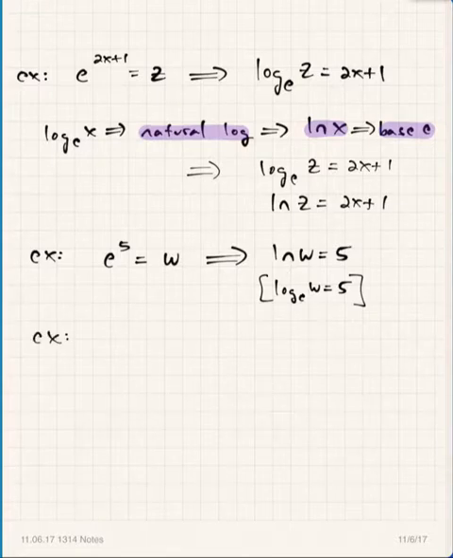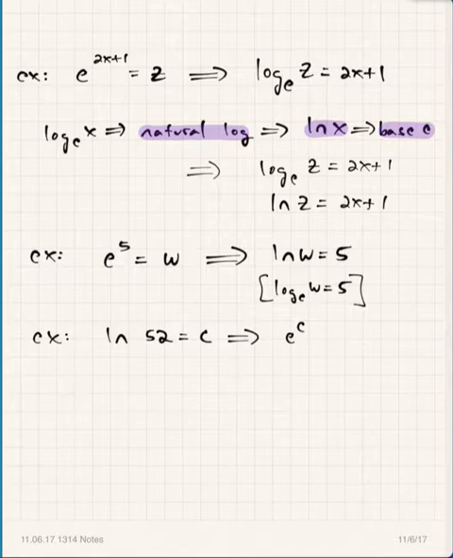All right, and if you go backwards, let's say we have the natural log of 52 equals c, that's our logarithm. Then the exponential form for that, since it's ln, the base on the logarithm is e, and so the base on the exponential expression is e. Remember, the logarithm is always equal to the exponent, so c is the exponent. And so you have e to the c is equal to 52 as the corresponding exponential form.